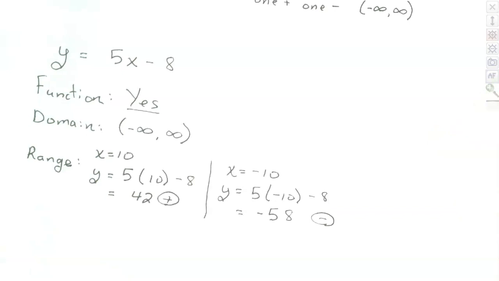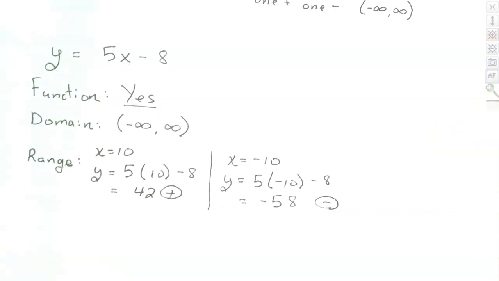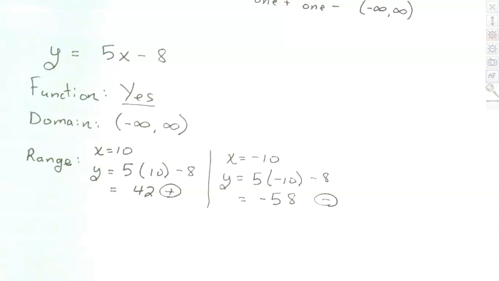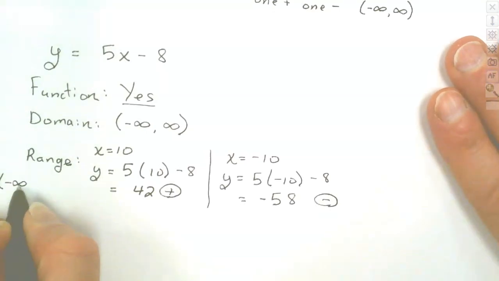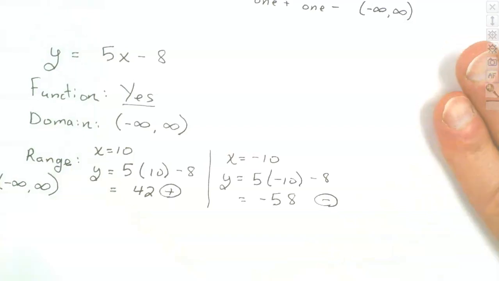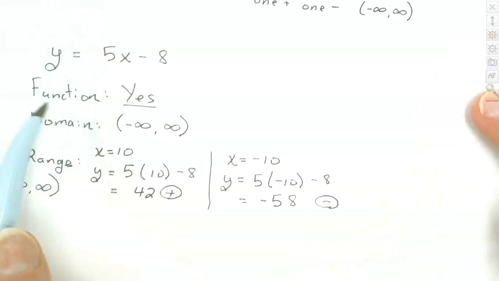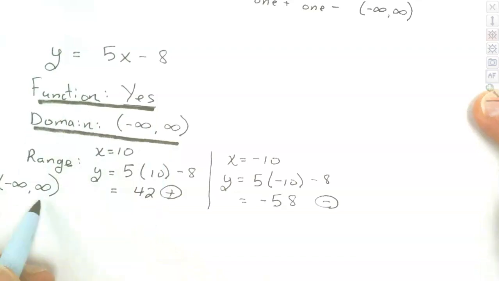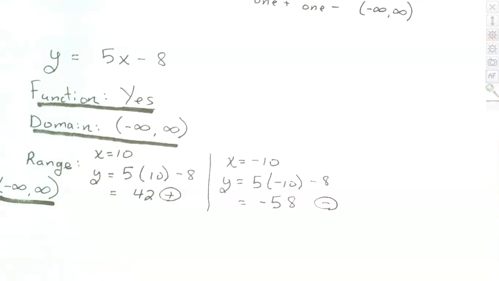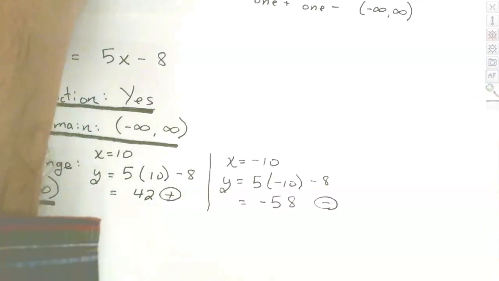So what kind of values do we get out of here? Well, we can get positive values out, right? And we can also get negative values out. So we can get both positive and negative numbers. That means my range is negative to positive infinity. So yes, it is a function. My domain is negative to positive infinity. And my range is negative to positive infinity as well.